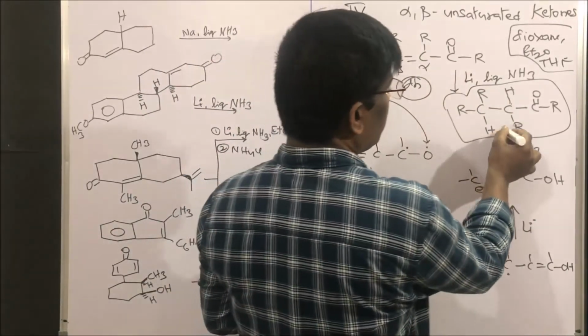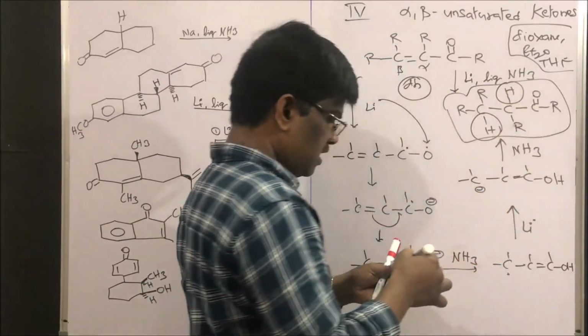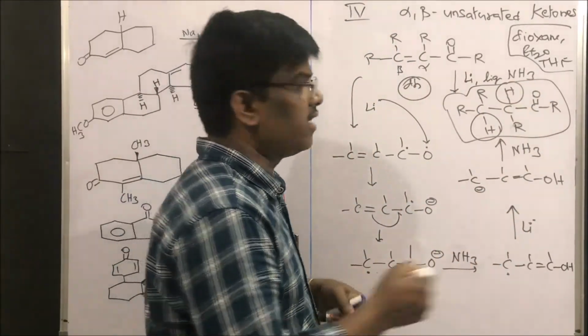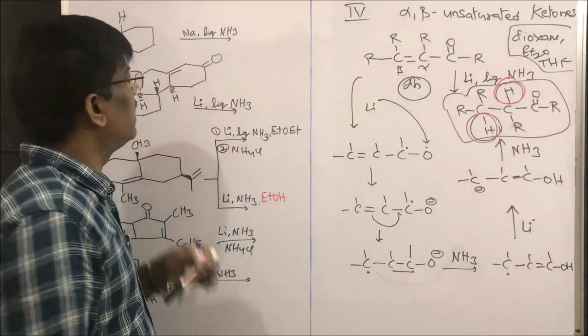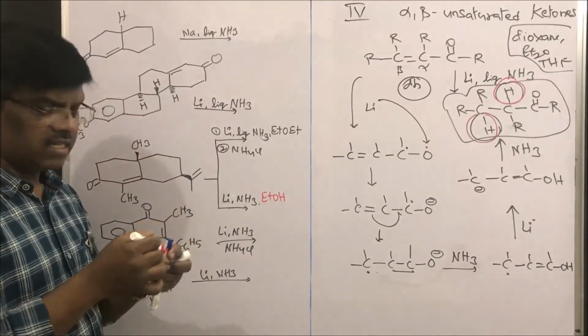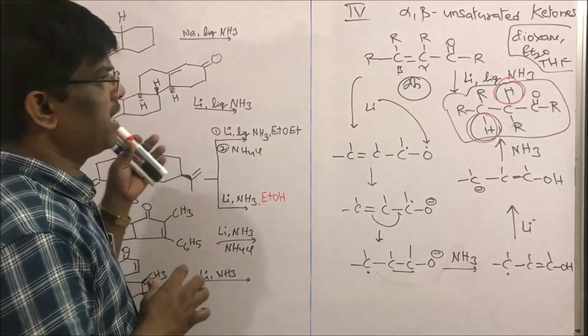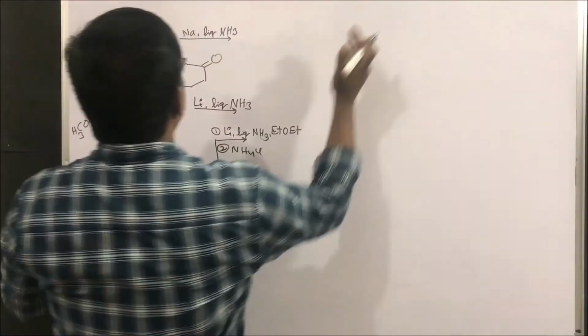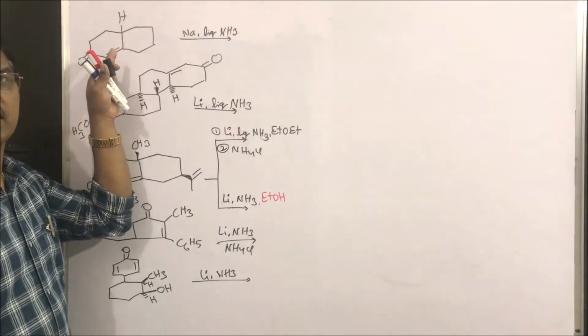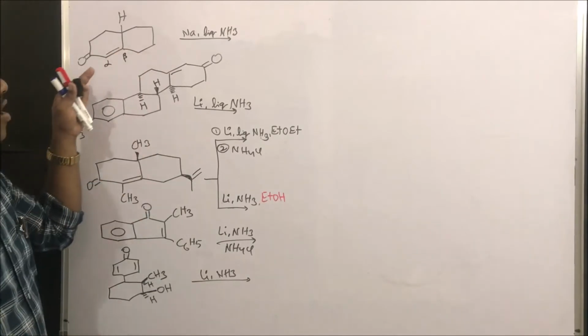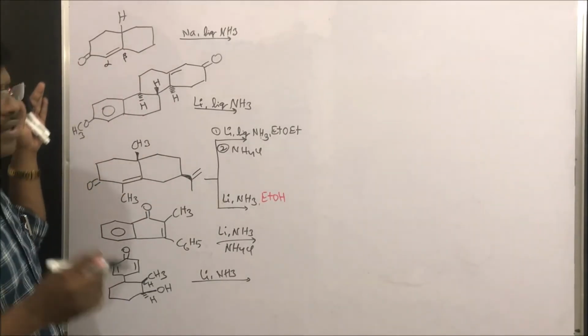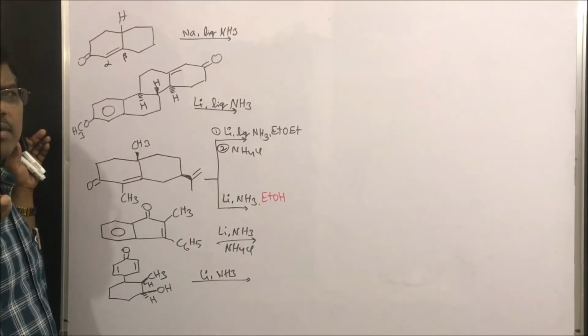So these two hydrogens are trans to each other. These two newly added hydrogens are trans to each other. So this is very important. Let us take some examples and see how the addition takes place. Yes, when I do the Birch reduction of this alpha and beta unsaturated compound, yes, so this is a very simple concept, students.